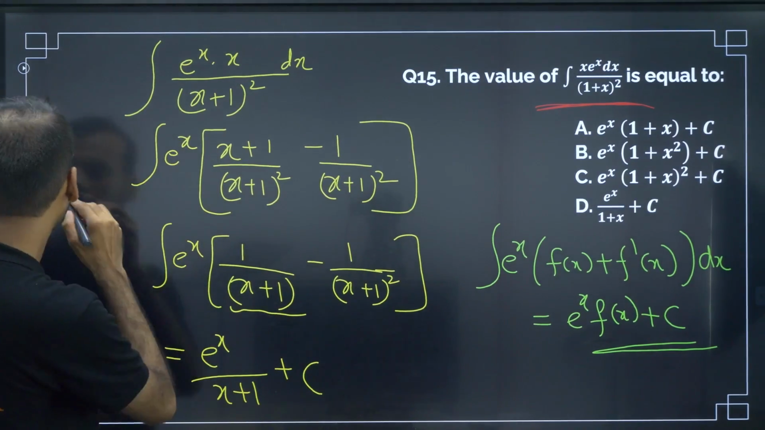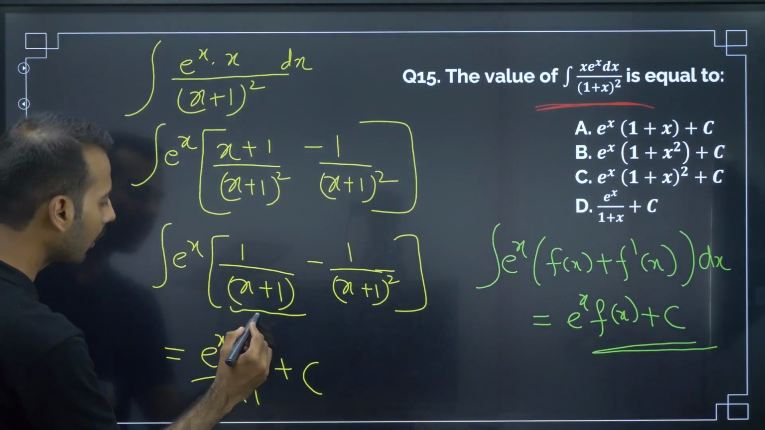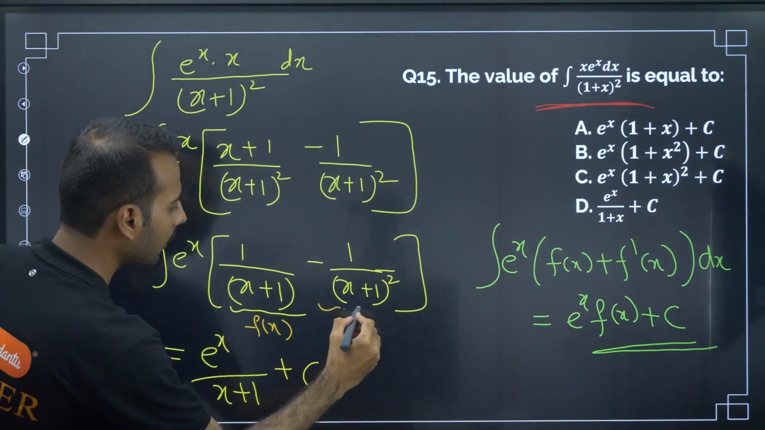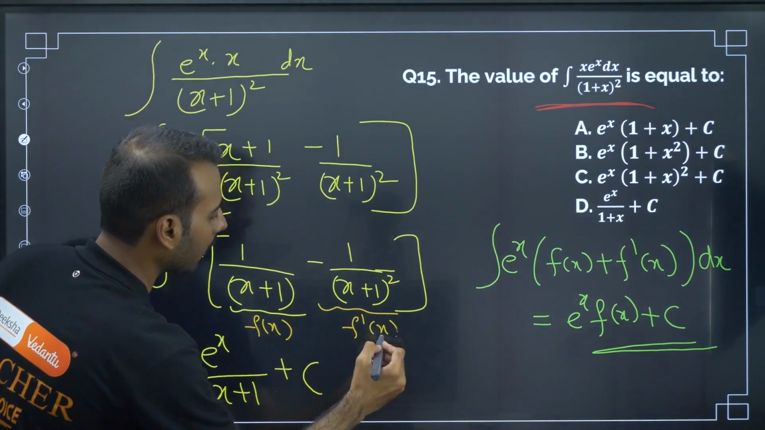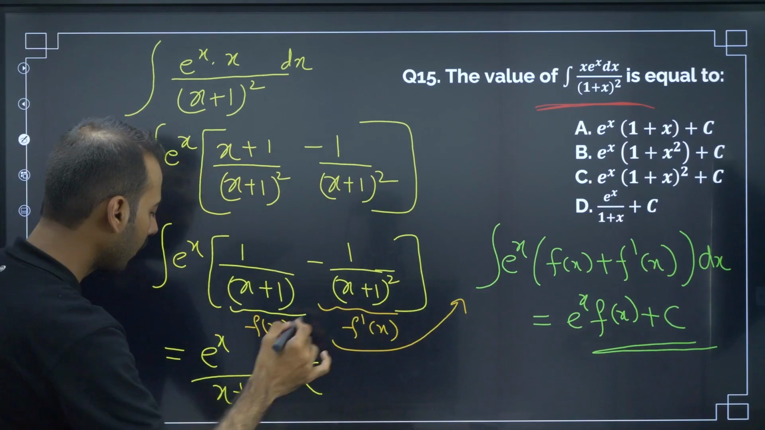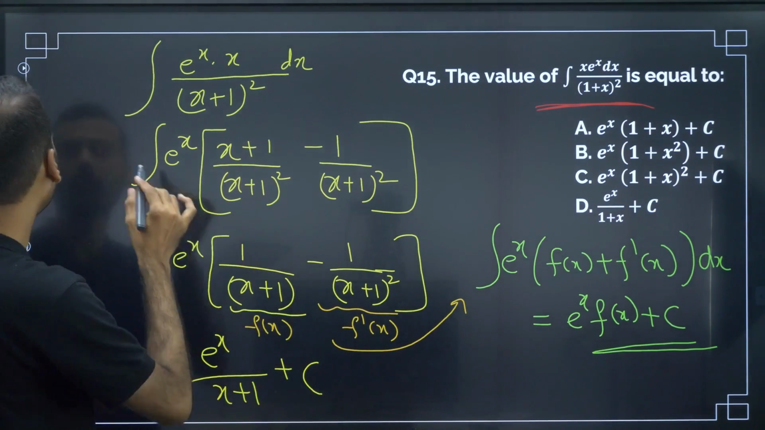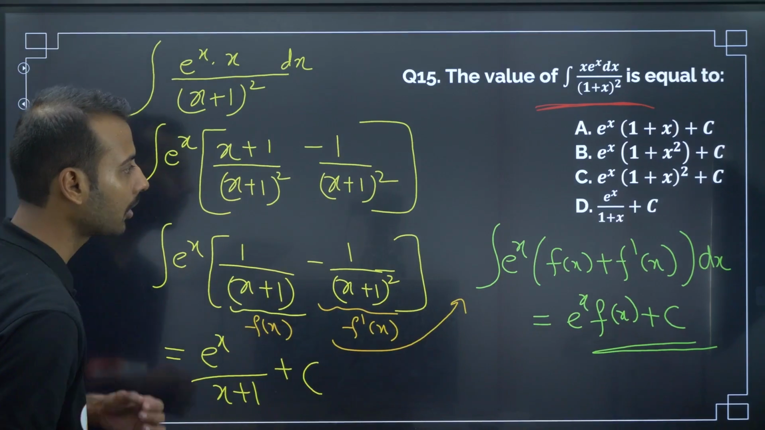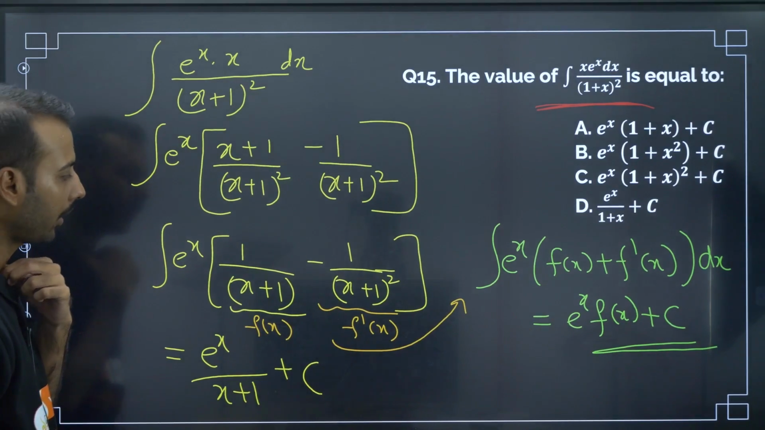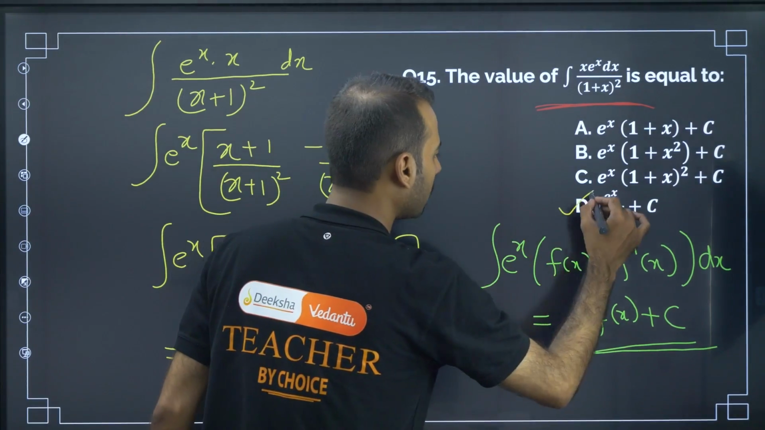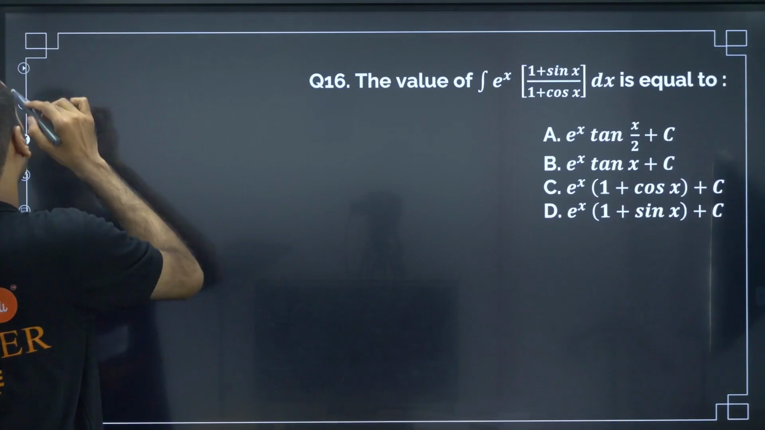This is f of x and this is f dash of x. Now you relate this and this. From there, e raised to f of x, so e raised to 1 by x plus c. Is there any such option? Yes, D option is the answer. Moving on to next question.